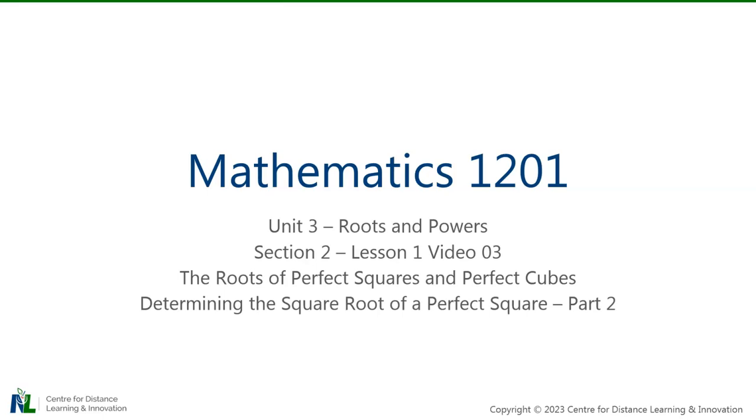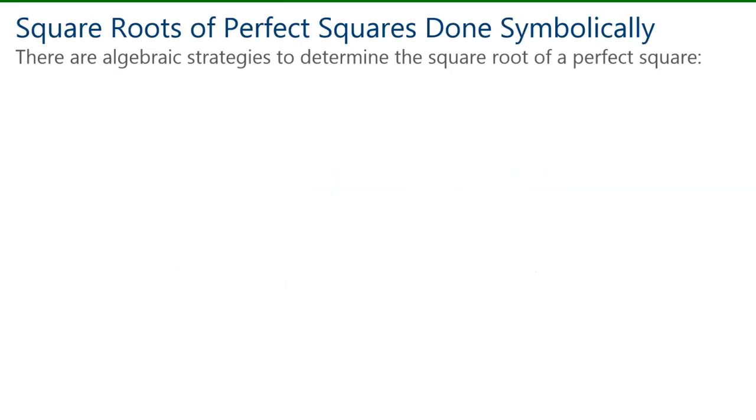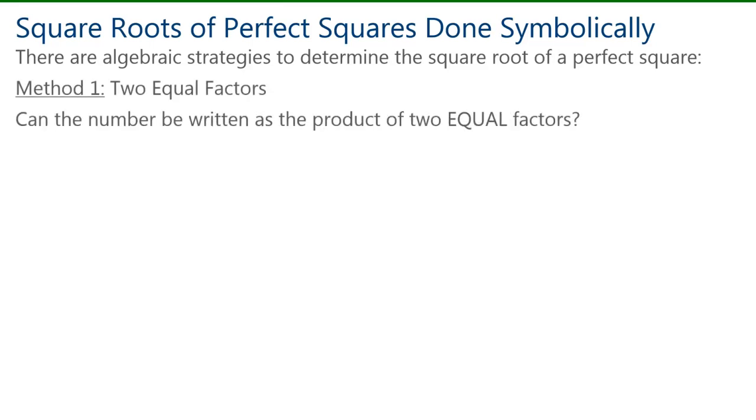In this video, we will be determining the square root of a perfect square symbolically. There are algebraic strategies to determine the square root of a perfect square. The first method involves two equal factors. We need to consider if the number can be written as the product of two equal factors.